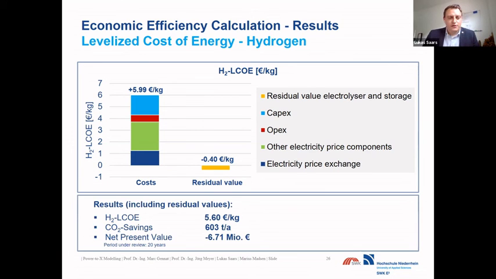And here you can see the results, including the residual values, the levelized cost of energy with the residual values 5.60 euros per kilogram, and the carbon dioxide savings 603 tons per year in comparison with 10 conventional diesel buses. And the net present value is minus 6.7 million euros in a period under review of 20 years.